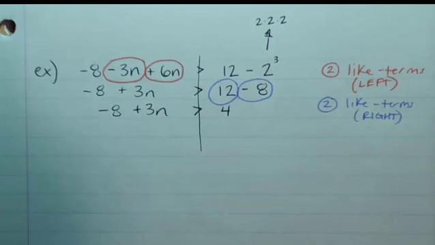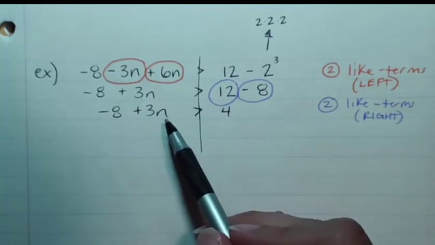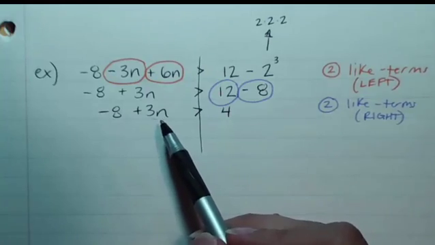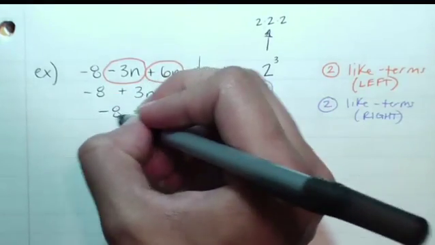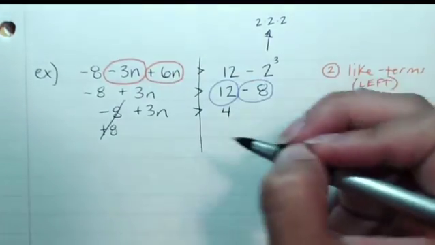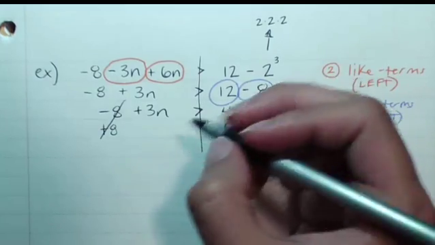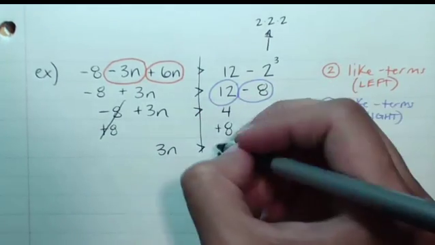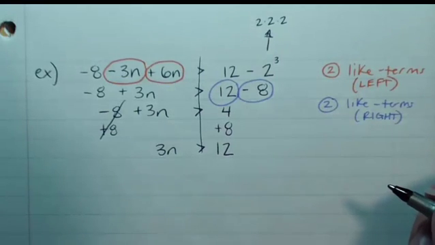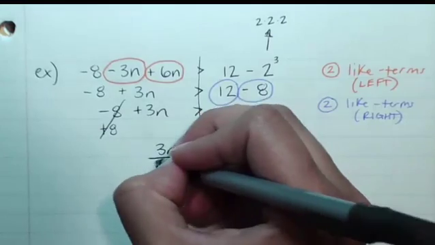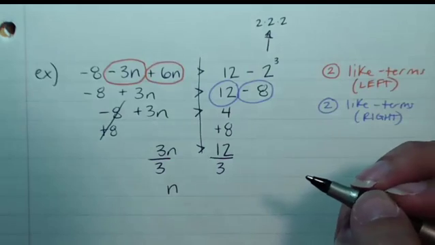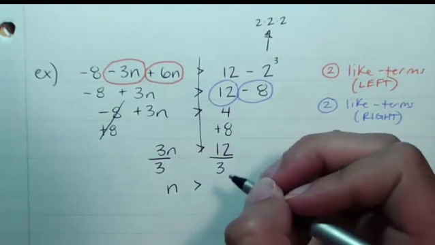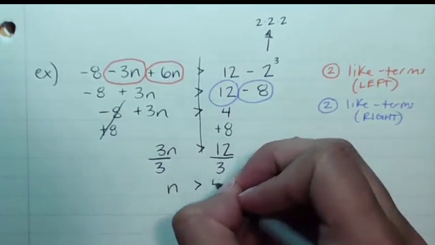Okay, next step, move your variables to one side. My n is already on that side, so I don't have to do anything there. Now I move my numbers to the other. So since I already have numbers on this side, let's move this negative 8. I'm going to add 8 to cancel it out to 0. Add 8 over here, which leaves me with 3n is greater than 12. And the last step here is I divide by the coefficient of a positive 3. Do I flip the sign here? No. So it's still n is greater than 12 divided by 3, which is 4.